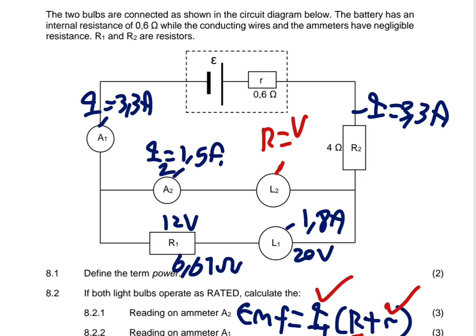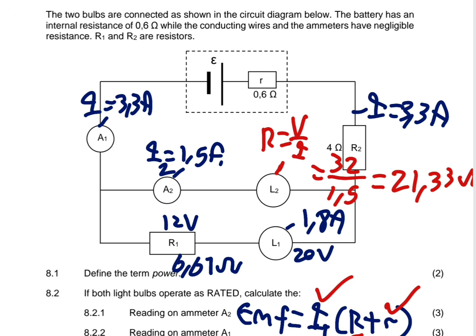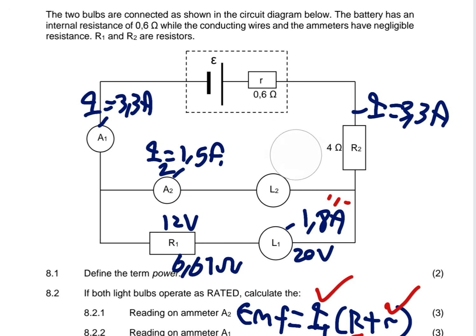R is equal to V over I. So the voltage is 32 and the I is 1,5. So the resistance is equal to, which gives us the value of 21,33, and this is resistance, so it's ohms. Okay, let's just make it neater. Let's remove this, and then you can just write the resistance there. So this gives us a resistance of 21,33 ohms.